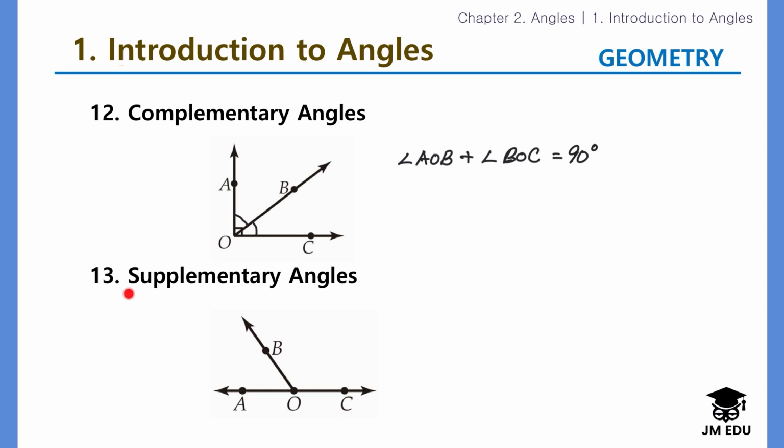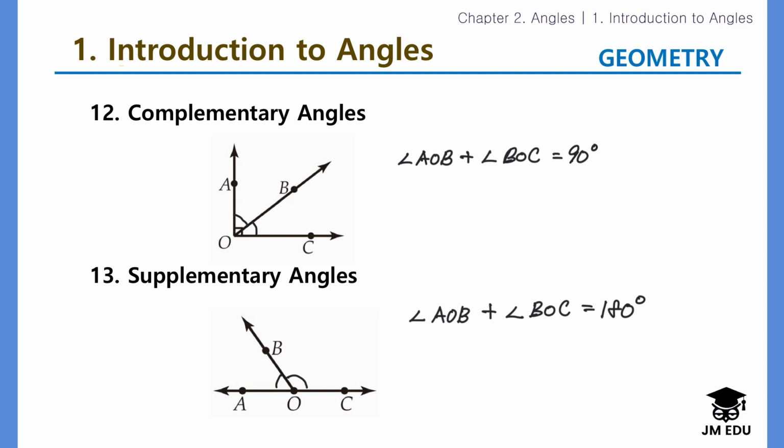Number 13, supplementary angles. Supplementary angles are two angles whose sum is 180 degrees. So in this figure right here, angle AOB and angle BOC are two supplementary angles because their sum is 180 degrees, right? So angle AOB plus angle BOC, since their sum is 180 degrees, these two angles are supplementary angles.